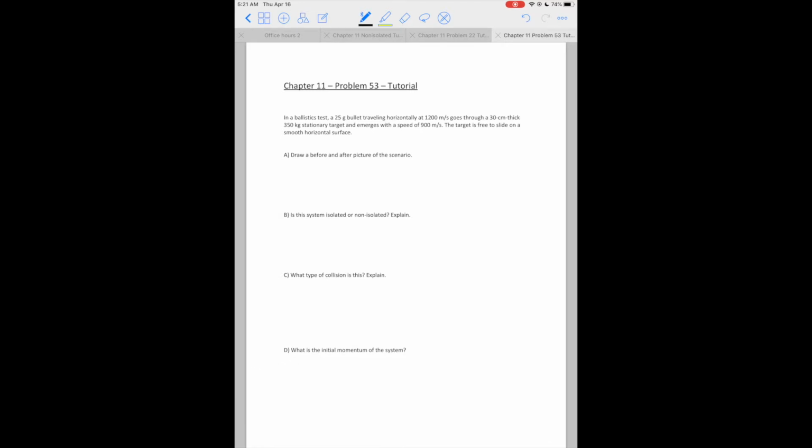Problem 53 reads: in a ballistics test, a 25-gram bullet traveling horizontally at 1200 meters per second goes through a 30 centimeter thick, 350 kilogram stationary target and emerges with a speed of 900 meters per second. The target is free to slide on a smooth horizontal surface.